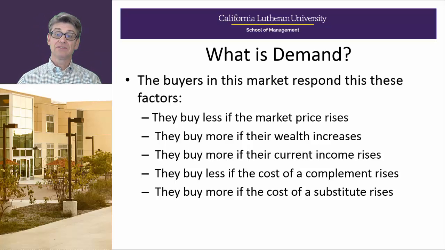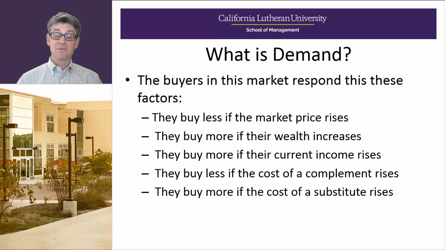Now, demand, we have some similar kinds of characteristics on the demand side. Buyers buy less if the market price rises, right? The goods or services they're buying, or the oranges, are more expensive, so they'll buy less. They'll buy more if their wealth increases. They'll buy more if their current income increases. They'll buy less if the cost of a complement rises, right? Because they consume oranges with a complement. I don't know what that would be. Peanut butter, I guess. Maybe not.